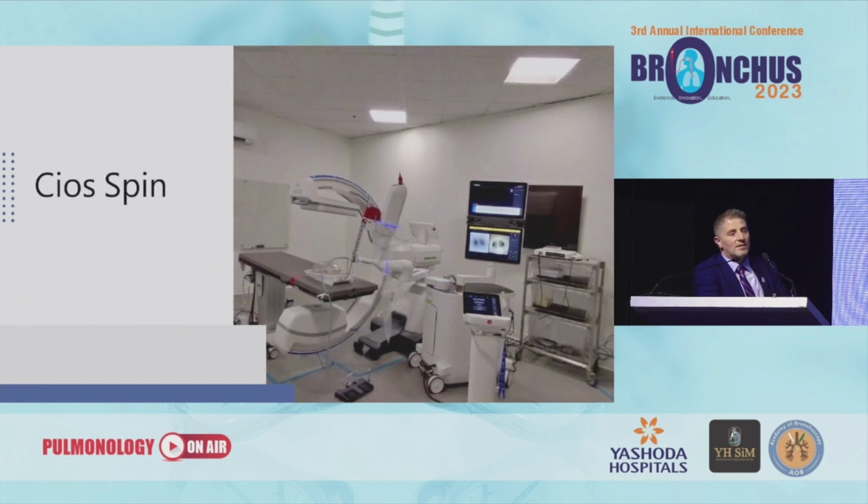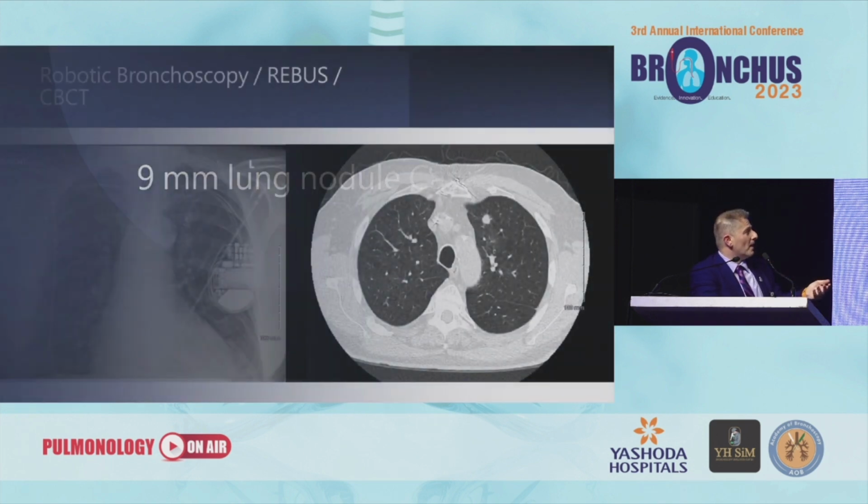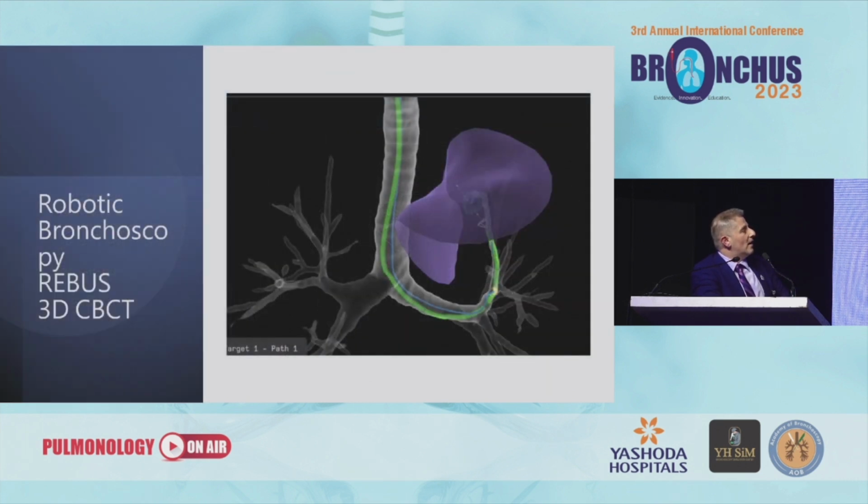The other form is the SIOS spin, which is also a 3D form. This is an example of using the SIOS spin for a patient who has multiple comorbidities and also has a 9 millimeter lung nodule in the left upper lobe where the ICD is sitting, and IR was also not able to get a safe access to it.